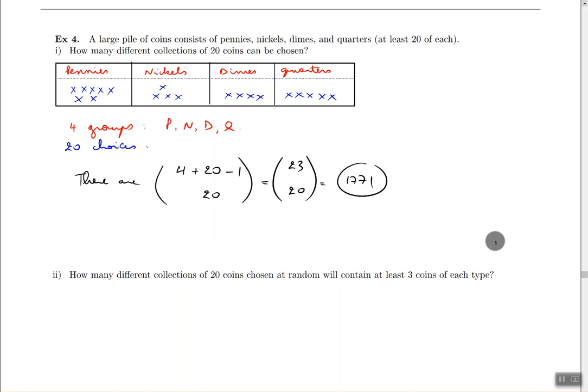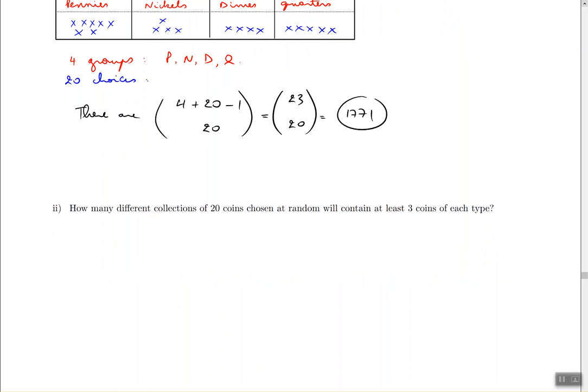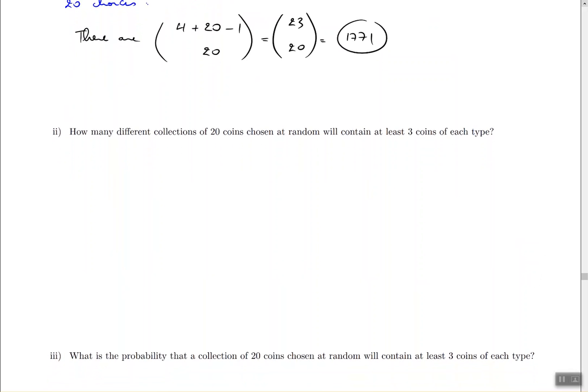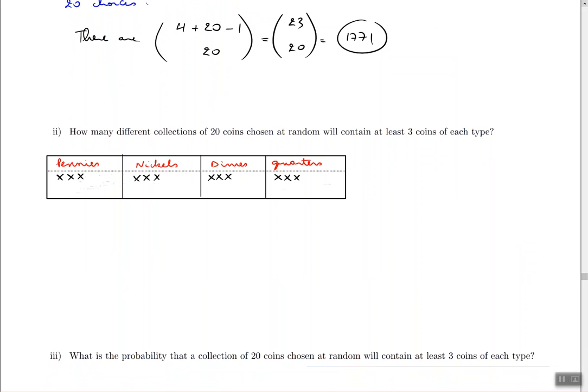Okay, now in the second problem it says how many different collections of 20 coins chosen at random will contain at least 3 coins of each type. So again, let's make a diagram and see what's going on there. This time, since I have to have at least 3 coins of each type in my collection, that's predetermined. I don't have a choice there. But how many more coins can I pick up? So remember, I'm choosing 20 in total, and already 12 of them are accounted for. So I'm only controlling the last 8 coins.